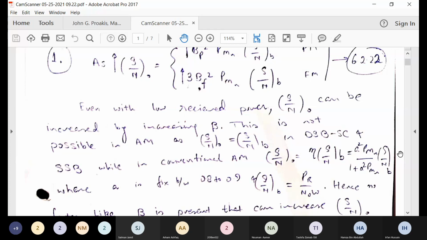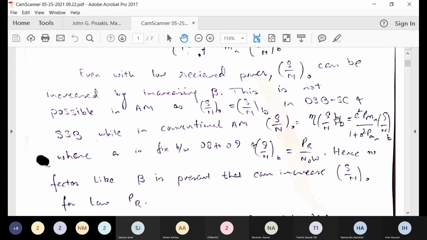We know that the signal to noise ratio at the baseband level is the baseband communication, which is the received power of the signal at the input to the receiver divided by the noise power. So you can see that in both conventional AM and single sideband, you don't have any factor like beta inside these expressions of the signal to noise ratio at the output level. So you cannot increase your signal to noise ratio at the output level for an AM system as you can increase it in a PM system with the help of the beta value.